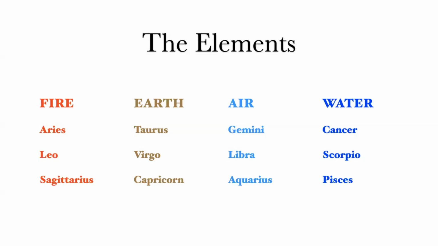So each of the signs of the zodiac related to their particular element will be attuned to that realm, and in slightly different ways because they're different signs of the zodiac, but they'll all fundamentally have that in common.